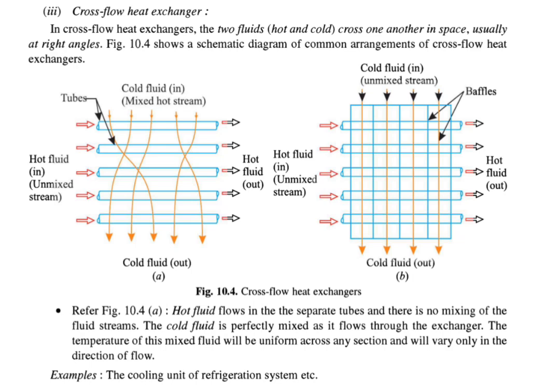The point to be noted is that the hot fluid is flowing in a separate tube. We can see each fluid shown in different tubes. The hot fluid is flowing in a separate tube, so there is no mixing of the fluid stream. The hot fluid flows in a separate flow, but the cold fluid is perfectly mixed. You can see there is a crossing in the cold fluid, so that line shows the crossing. So the cold fluid is perfectly mixed as it flows through the exchanger. The temperature of the mixed fluid will be uniform and will vary only in the direction of flow. An example is the cooling unit of a refrigeration system. So this is a cross flow heat exchanger.